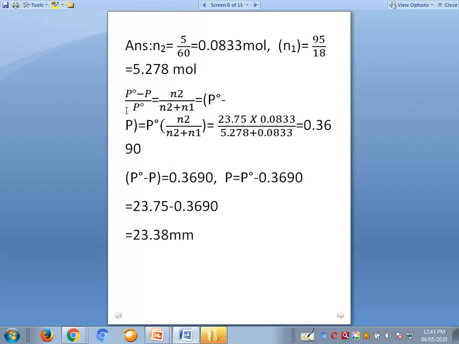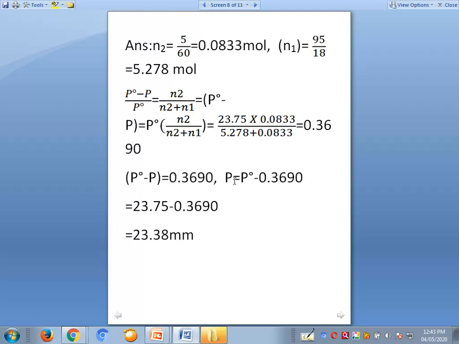Now we know the formula: the relative lowering of vapor pressure is equal to N2 divided by N2 plus N1. So simplify all these values. Substitute, you will get the answer as 0.3690. Right? So it is not fully explained here, but the whole answer is 0.3690. Now what is this? This is nothing but P naught minus P, the lowering of your pressure. Lowering of your pressure is equal to 0.3690.